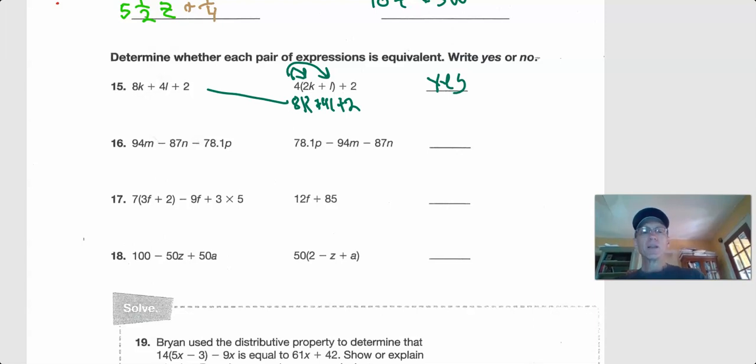Okay. All right, let's come over here. We've got 94M minus 78, and over here 78 minus 94. So let's take a look at this. We have 94M minus 87. So this part looks okay right here, 94M minus 87. That matches. Okay, let's go to the next part. This says now take away or subtract 78 and 1/10 P. So they're not doing that.